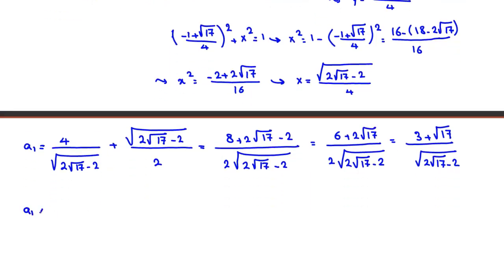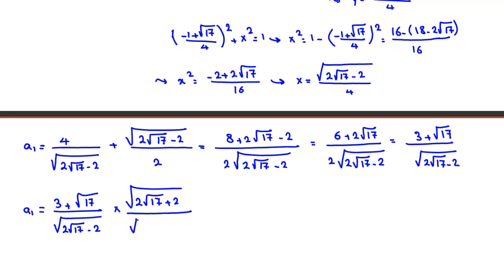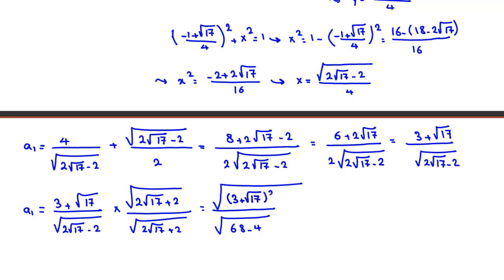Now we rationalize. We multiply both sides. Let me write this first: the square root of 2 root 17 minus 2. We multiply both numerator and denominator by the square root of 2 root 17 plus 2. Then the denominator will be the square root of 4 times 17, 68, minus 4. And the numerator will be the square root of 2 root 17 plus 2, times 3 plus root 17.